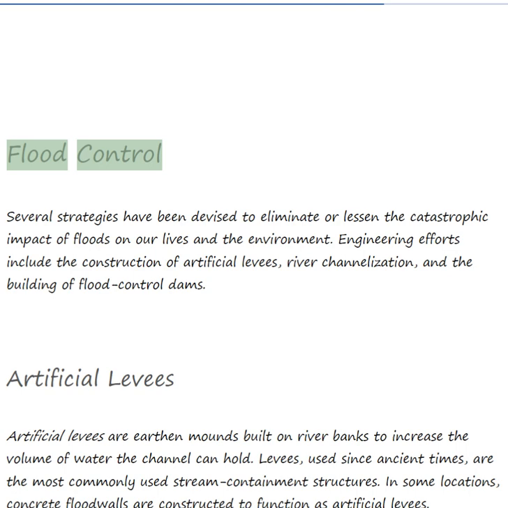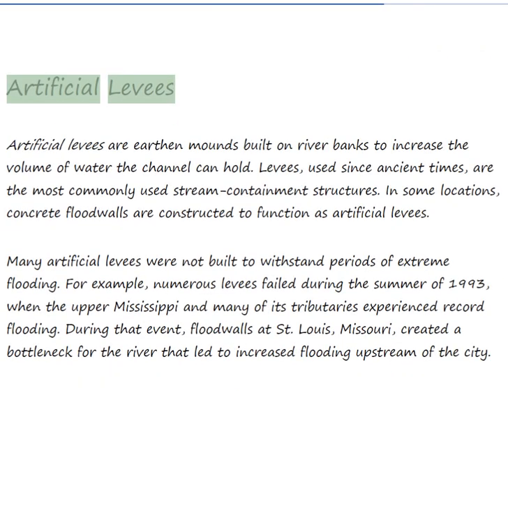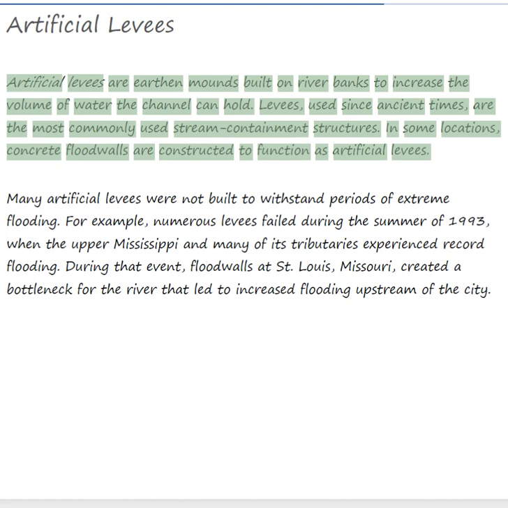Flood control. Several strategies have been devised to eliminate or lessen the catastrophic impact of floods on our lives and the environment. Engineering efforts include the construction of artificial levees, river channelization, and the building of flood control dams. Artificial levees. Artificial levees are earthen mounds built on river banks to increase the volume of water the channel can hold. Levees, used since ancient times, are the most commonly used stream containment structures. In some locations, concrete flood walls are constructed to function as artificial levees.